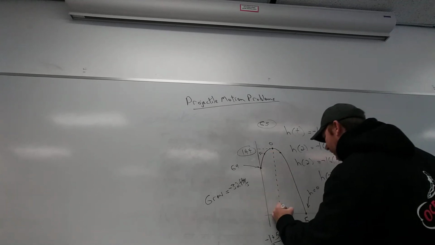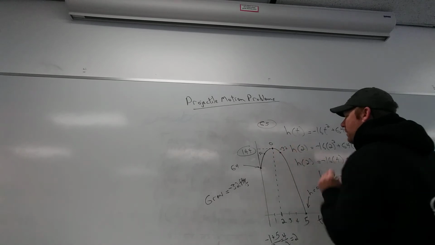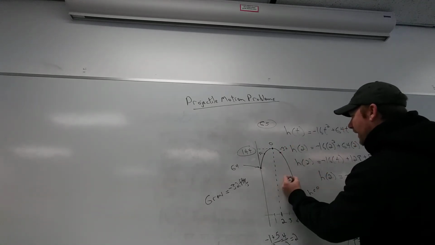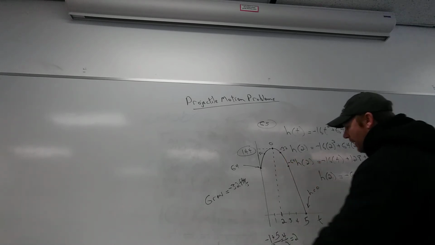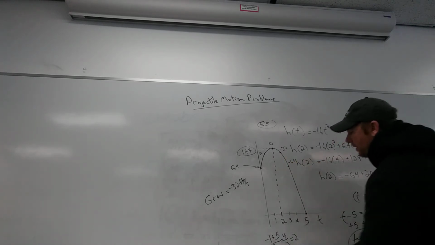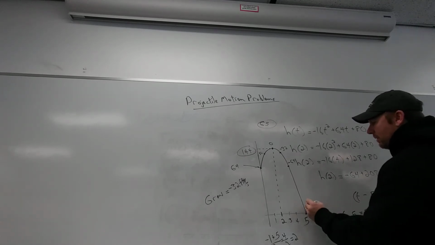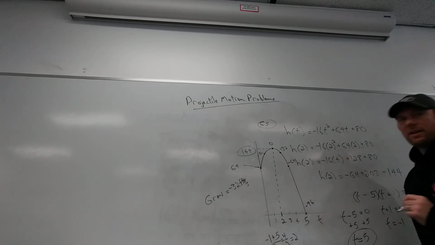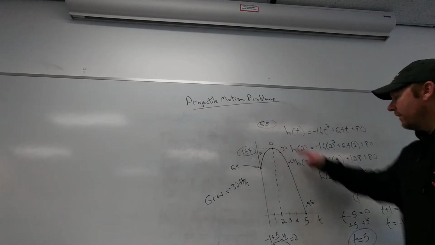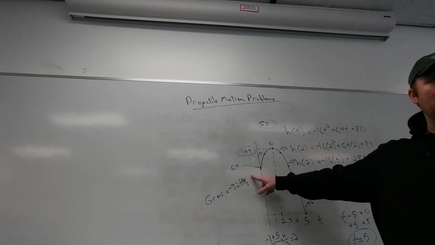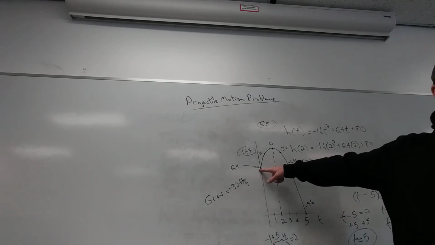At 3 seconds, it's at negative 32. At 4 seconds, it's at negative 64. And how hard is it going to hit the ground? Negative 96. So it's thrown up at 64, and it actually hits the ground faster than it was thrown up. And why is that? Because it started way up above the ground.